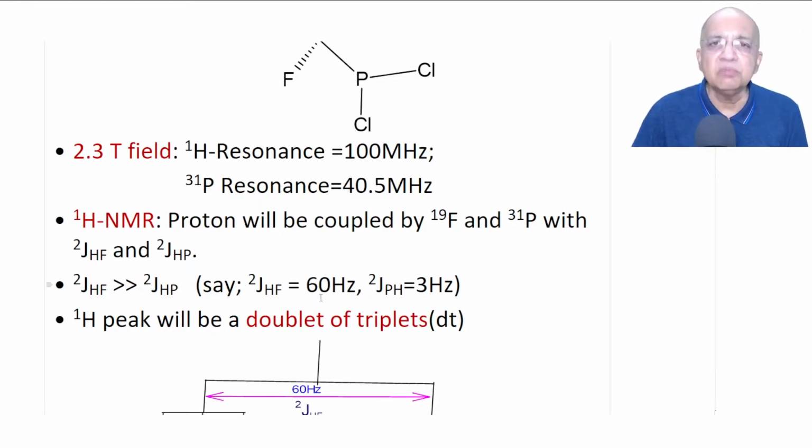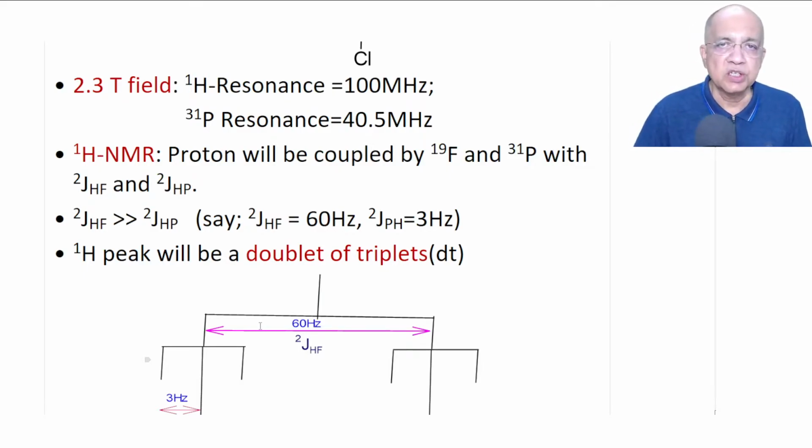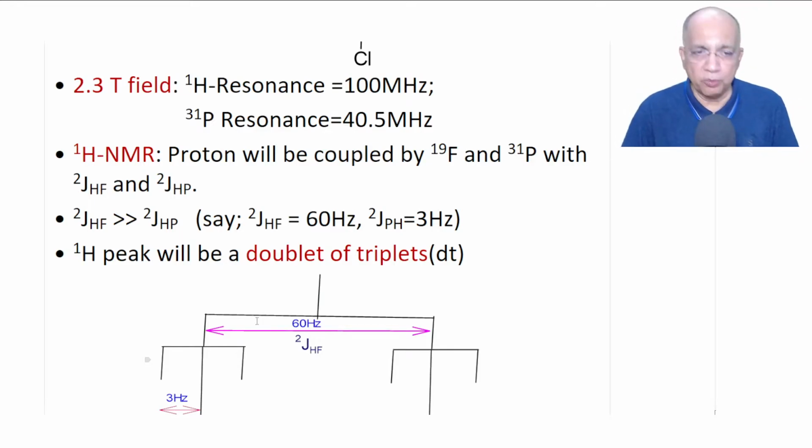So I've taken a common value of 60 Hz, for example. And the phosphorus-proton J2 is very small, 1 to 5, so I have taken 3. Supposing you don't remember, doesn't matter, you take any one bigger J, the other one smaller J. They can't be equal, right? So I told you during my deliberation, I will be sharing many things with you so that you enrich your experience with organic spectroscopy and solving problems.